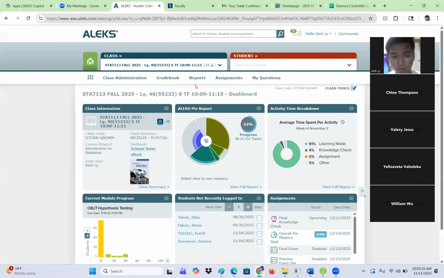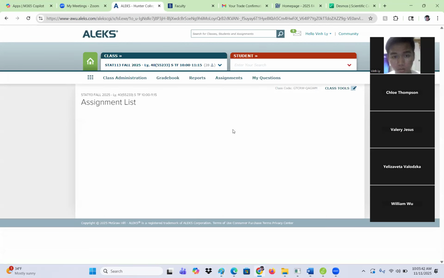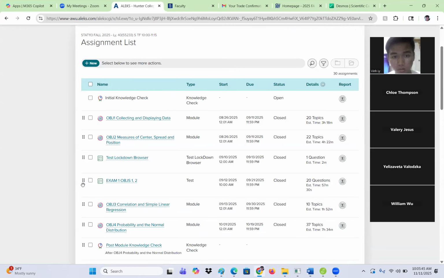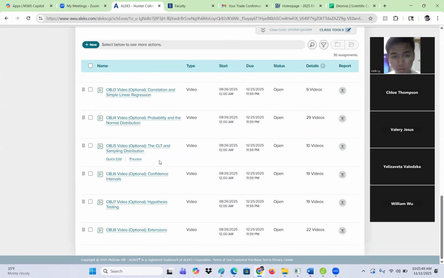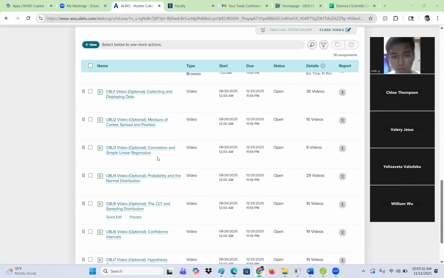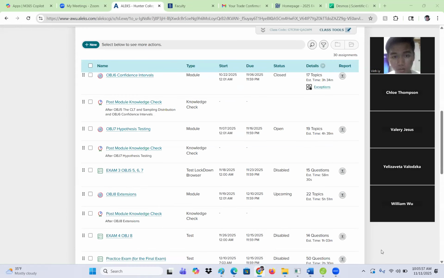Today we'll be continuing on Objective 7, and we'll technically finish it, and hopefully we can have the exam review on Friday before the third exam next Tuesday, which is November 18th. I just want to let you know we must take the post module knowledge check, because that is a very important part of the exam questions.